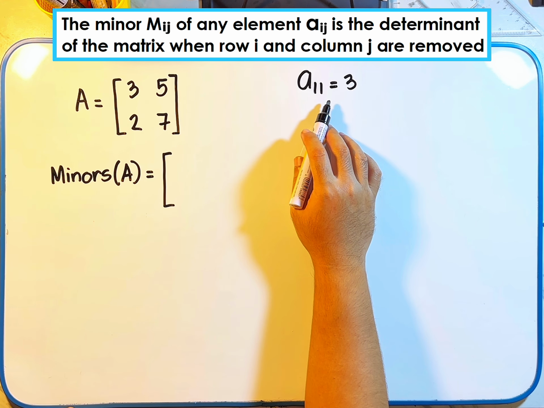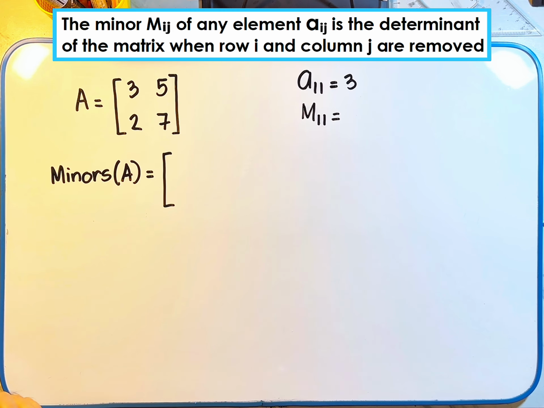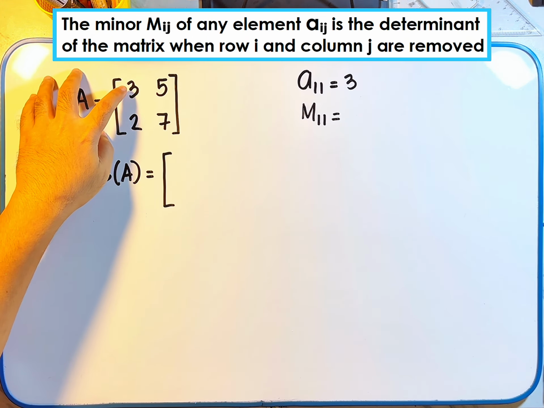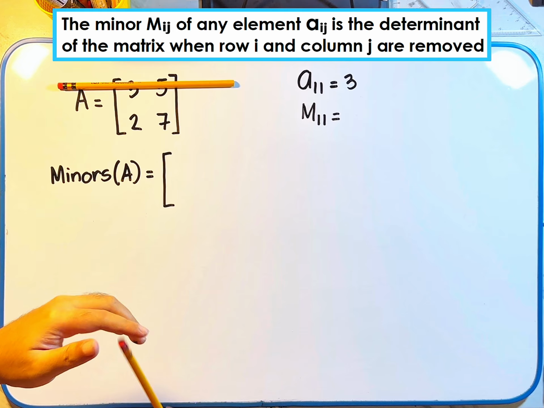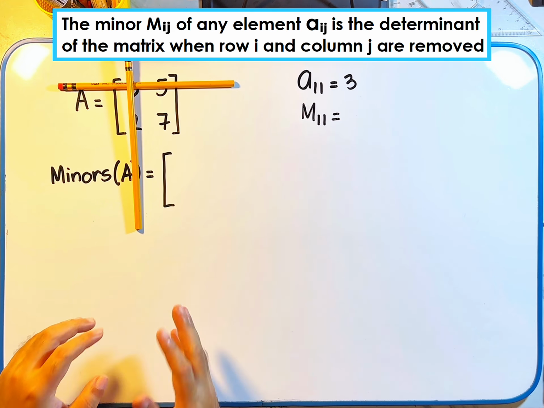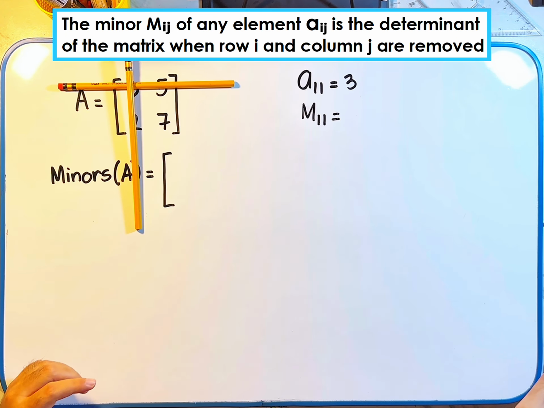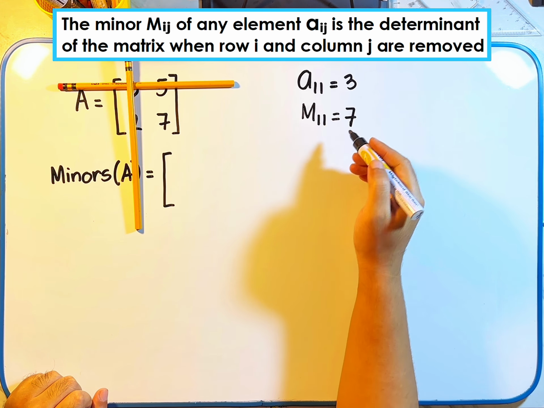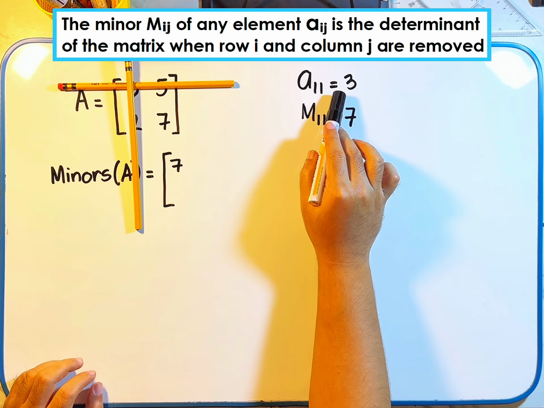Now, this has a corresponding minor, and we will call it M11. According to the definition, we have to remove row i and column j. So, the element is in the first row. Let's block the first row like this. And then this is also in the first column, so let's block the first column. And whatever is left inside, we should get the determinant. In this case, since this is only a 2 by 2 matrix, there's only one element remaining, which is 7. So safe to say that's the determinant, and instead of 3, we will replace it by 7. Okay? That's the minor of this element.